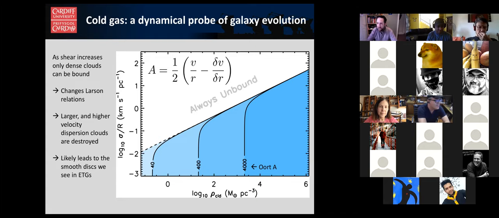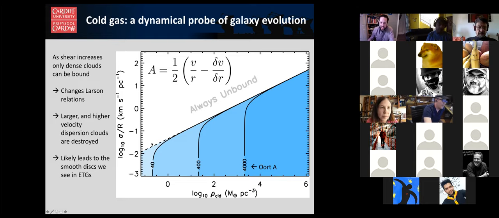Sure. Sorry, I realized I was running quite a bit over the time I'd expected, so I went over it a little fast. So the idea here is that in this space, let's take the dashed line to start with that goes diagonally across the plot. That is the line that you would get from using Larson's laws. So the typical things for a cloud in virial equilibrium in a normal rotation curve where the Oort constant is very low. So shear is very unimportant.